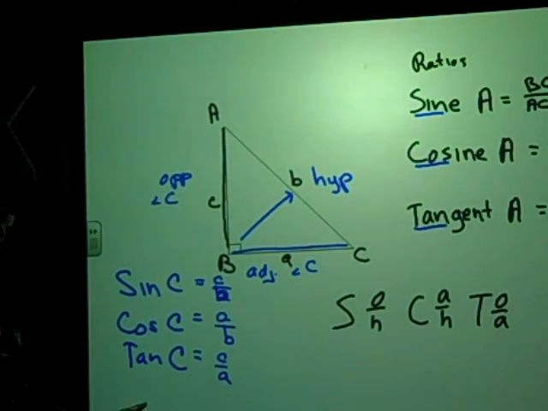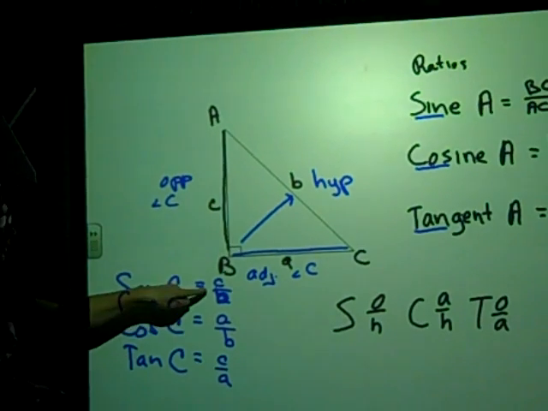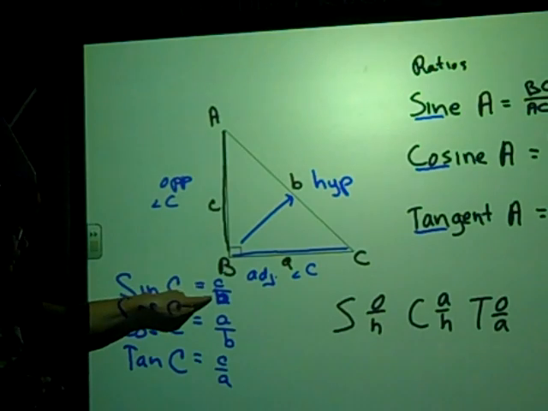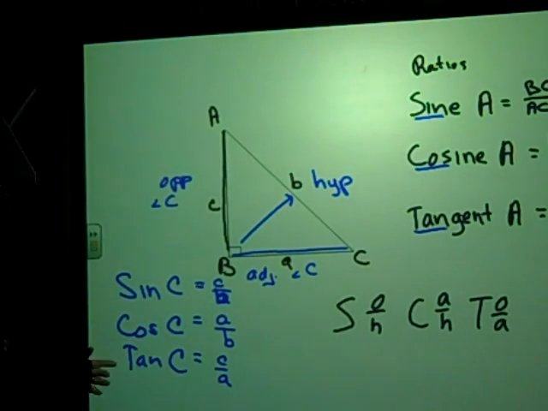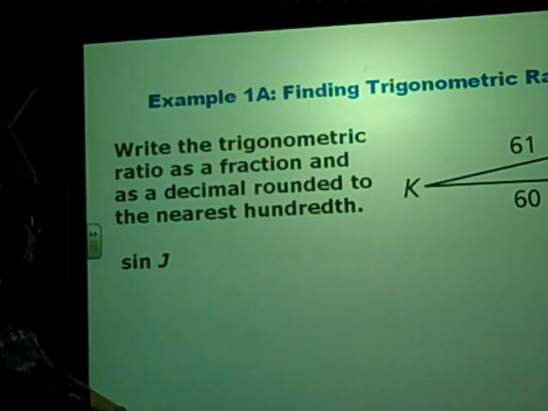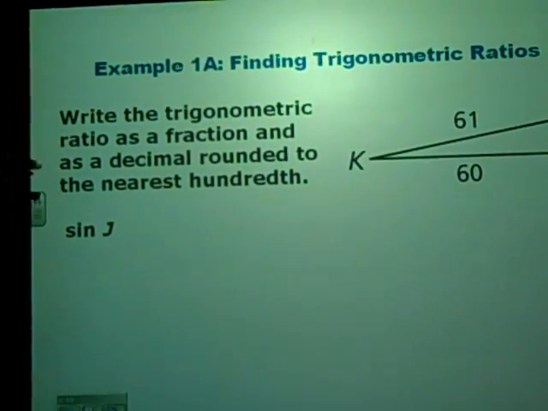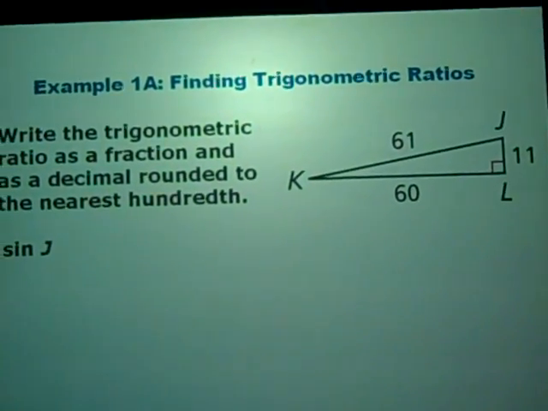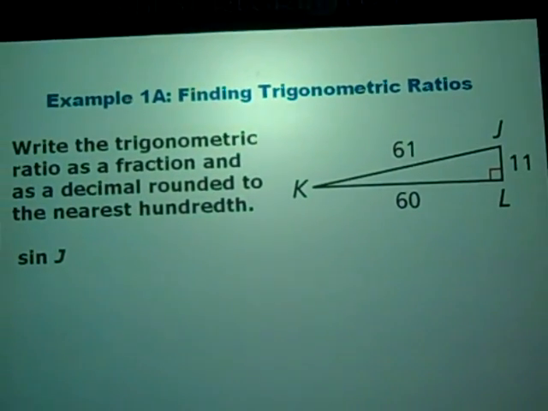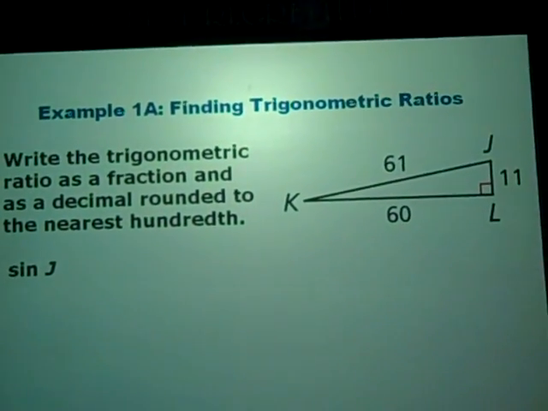They're just fractions. And in your book, you might be asked to round it to the nearest hundredths place. Remember, a fraction bar is a division sign, so it'll be this number divided by this number, rounded to the second digit to the right of the decimal. Now, let's find some of these ratios. It says, write the trigonometric ratio as a fraction and a decimal rounded to the nearest hundredth. We want the sine of J.